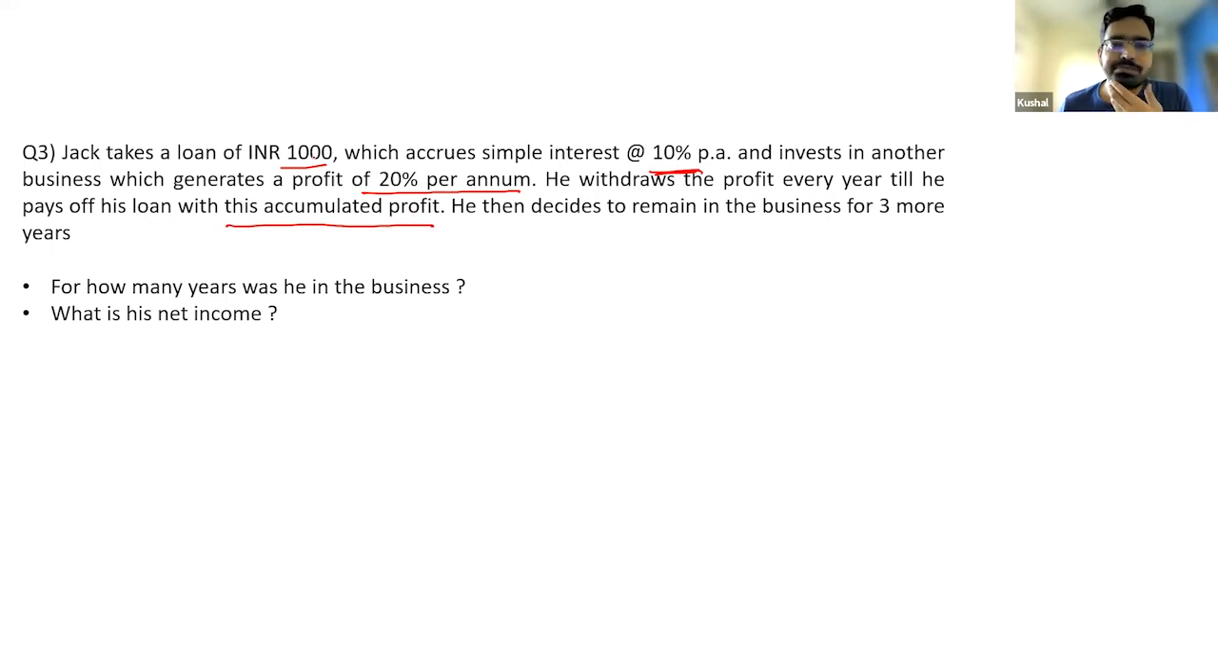Okay. Now, Jack takes a loan of 1,000 rupees, and there will be a certain amount of money that he has to pay. Suppose he's able to pay this amount after T years. So what is happening over here? 1,000 rupees, which was the principal value, plus 10% as the simple interest on 1,000 rupees for T number of years. This should be the amount that should be paid back.